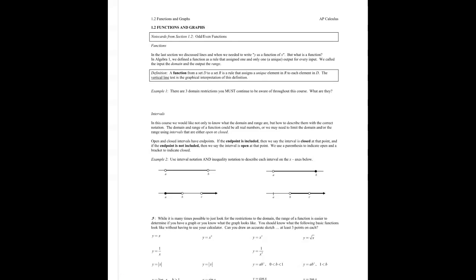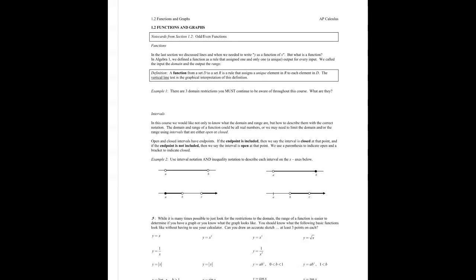Alright, so in this section we are going to start talking about functions and their graphs. In the last section we discussed y is a function of x, which basically meant write something in terms of y equals, but we didn't really define what a function was. So back in Algebra 1, we said every input had a unique output, or every domain had its own unique range.